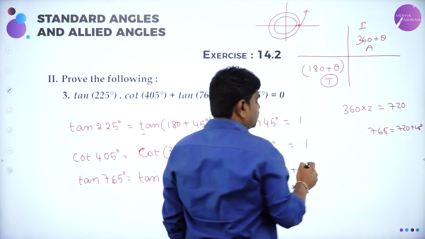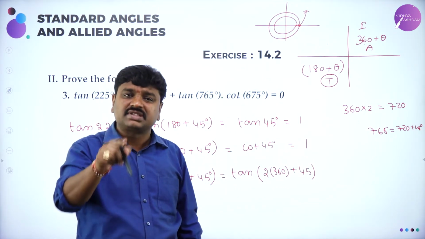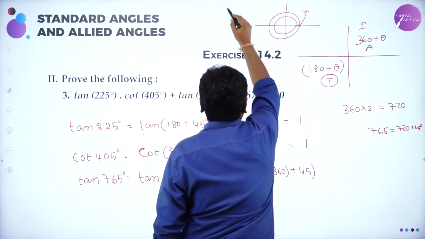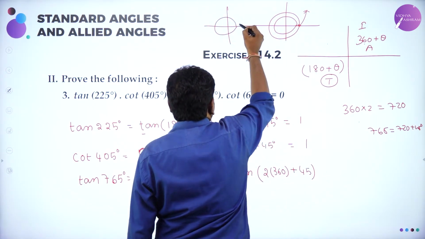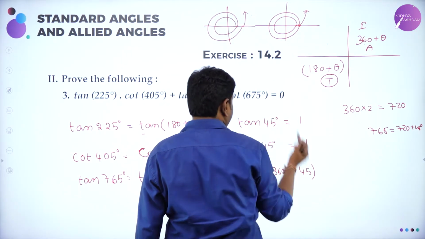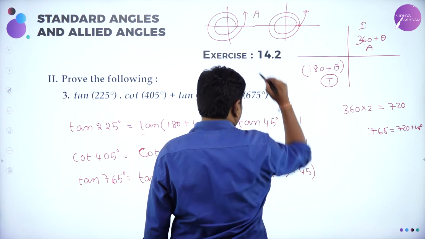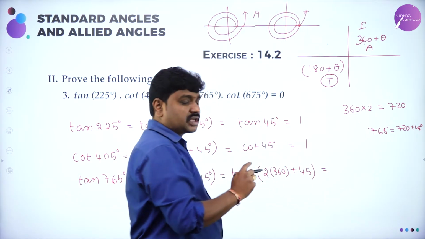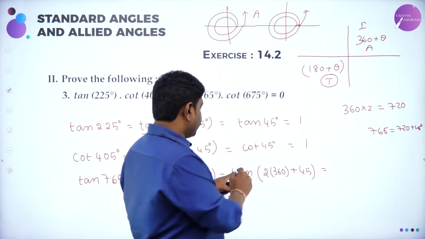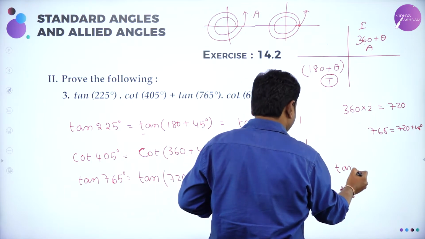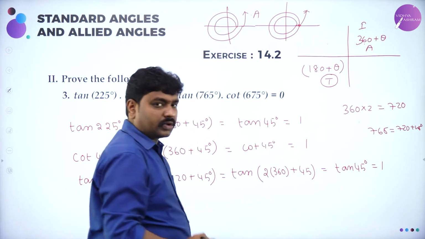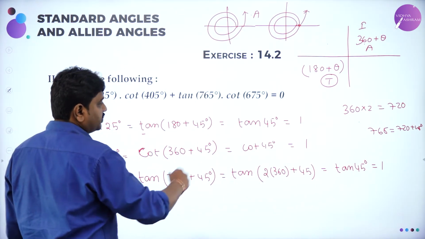360 plus theta is the same as n times 360 plus theta. So for 2 times 360, if you add 45, 1 time 360 means 1 rotation, 720 means 2 times 360, 2 rotations. After that 45 means you will be in the first quadrant. In the first quadrant, all are positive. So for 360 plus or minus theta and n times 360 plus or minus theta, the function does not change. So if your question is tan, the answer is also tan 45. What is tan 45? 1. I hope all of you got this. So tan 765 is also 1.